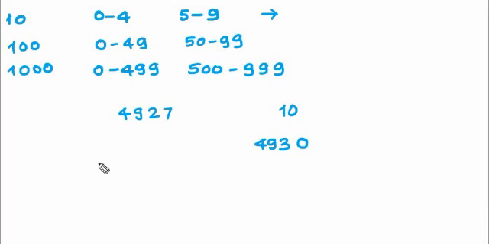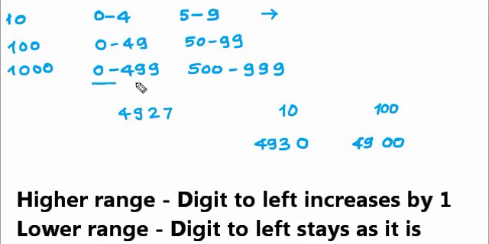4930. Now let's say I want to round it off to hundreds. Now I'll take 2 digits, 27, and compare with this range. Where is 27 lying? First make the last 2 digits 0. Because 27 lies here, the remaining number 49 stays as it is. So if the digits fall in this range, the number stays as it is, and anything in this range becomes plus 1.